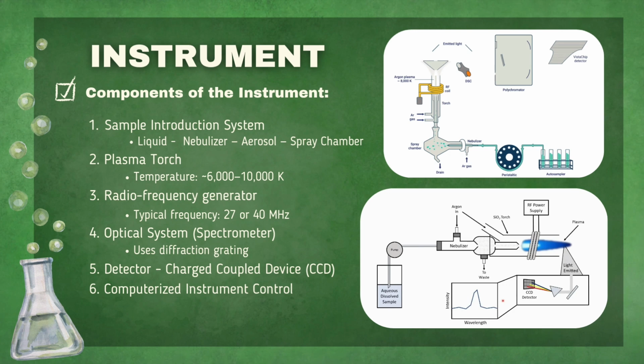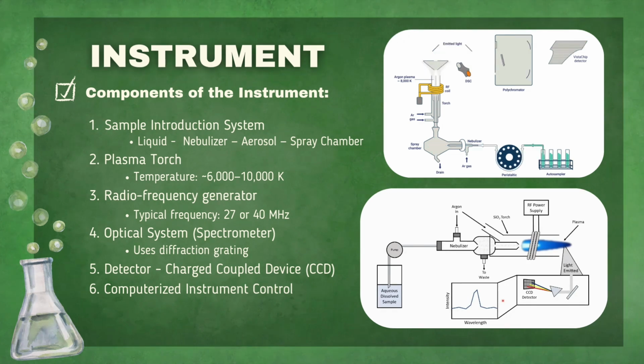We begin with the sample introduction system. Since ICP-OES works with liquid samples, the solution is first drawn into a nebulizer, which converts it into a fine aerosol mist. This mist enters the spray chamber, where only the smallest and the most uniform droplets are allowed to pass through. This helps ensure stable and consistent sample delivery into the plasma.